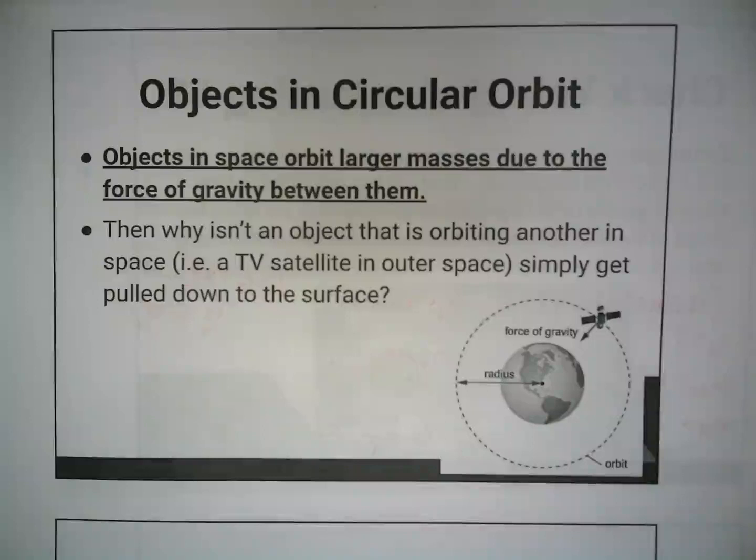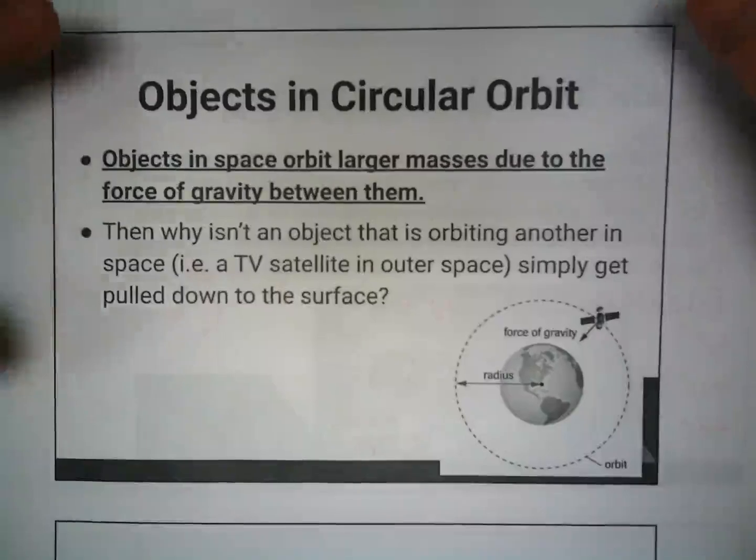Objects in space orbit larger masses due to the force of gravity between them. So let's just get to what a satellite is. Again, due to the large mass of Earth, we have satellites that move around the Earth at a particular rate due to its distance and the mass of a satellite.